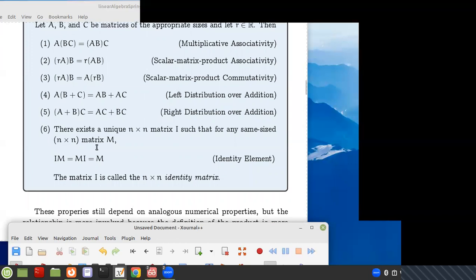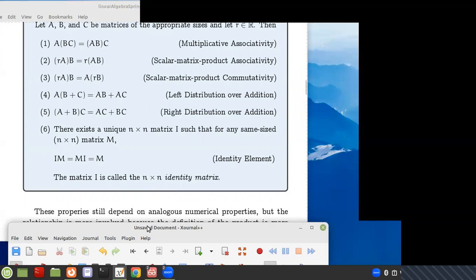And then there's always an identity matrix. There exists a unique n by n matrix I such that for any n by n matrix M, I times M equals M times I equals M. So I is called the n by n identity matrix. It's always just an n by n matrix.